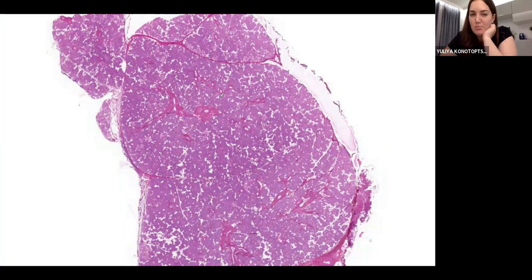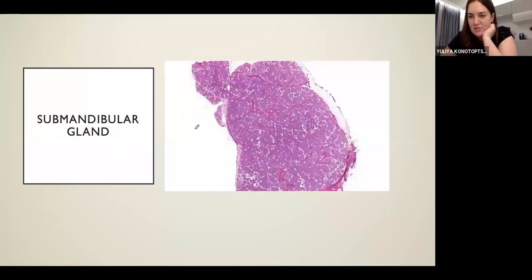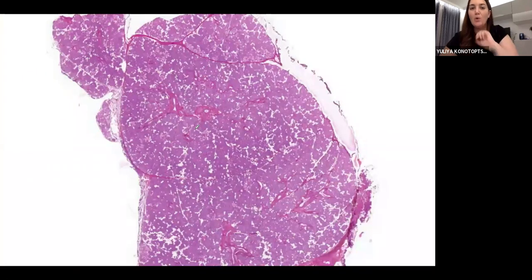This is submandibular salivary gland. Okay, so this is submandibular. So how do you know that you're looking at submandibular salivary gland? First of all, the amount of septa. Do you see it is there, but it's not the same amount as in the parotid, right? So it is definitely there, but you do not see as much of the connective tissue septa. Like this is connective tissue septa, right? So compared to the parotid, it's not as much.